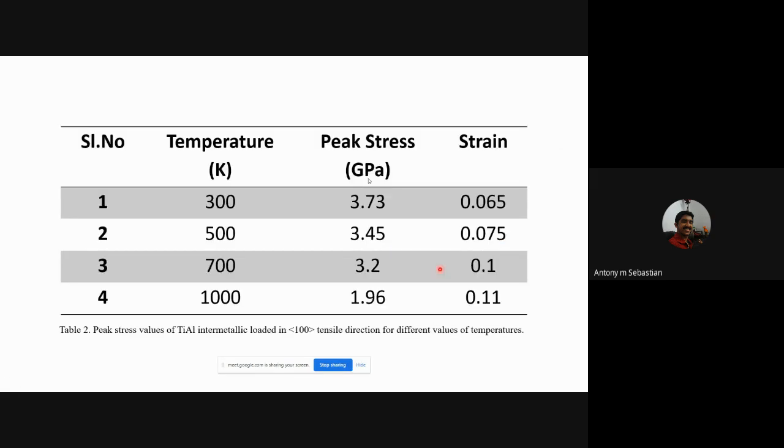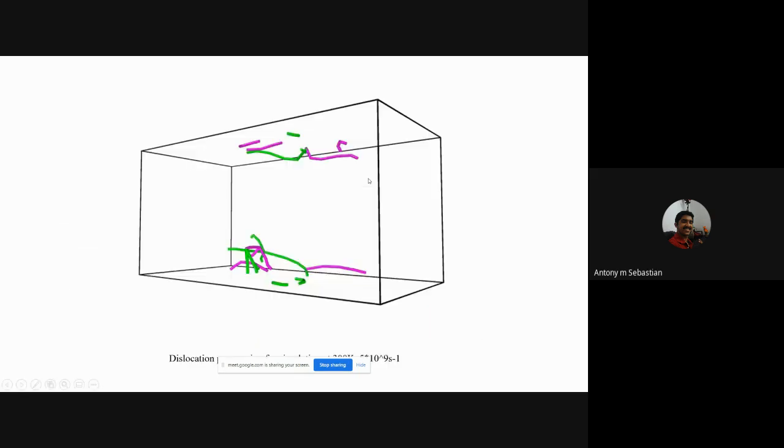And this is the tabular representation of it. The peak stress was observed to be 3.73 gigapascal at 300 Kelvin, and it decreased to 1.96 gigapascal at 1000 Kelvin. And you can also see that the strain values at which the peak stress values are observed have also increased along with it. And this is for a 100 tensile loading.